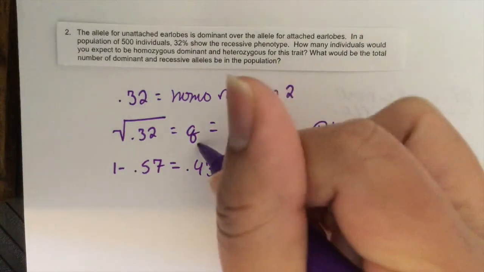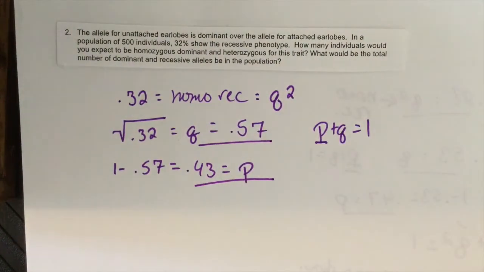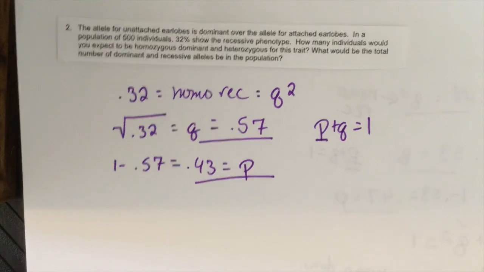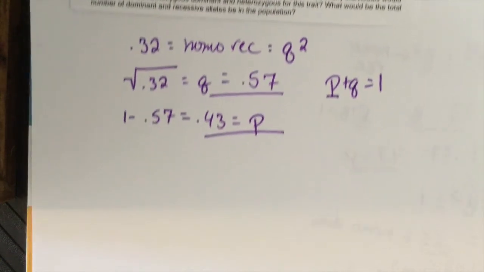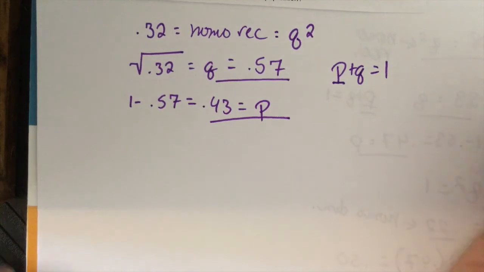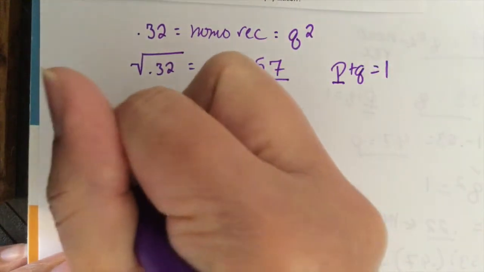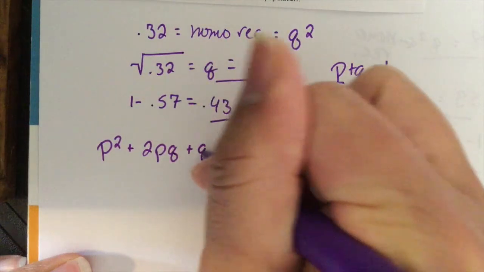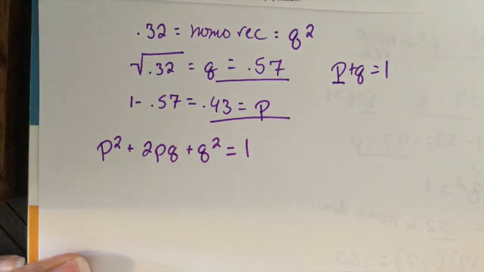Okay, so now we have Q, now we have P. So if we look at our problem, it asks how many individuals are homozygous dominant and heterozygous, and what would be the total number of dominant and recessive alleles. All right, so in order to figure out the first part, we're going to use our long formula. P squared plus 2PQ plus Q squared equals 1.